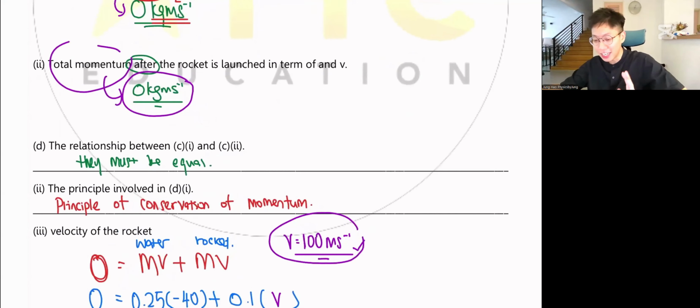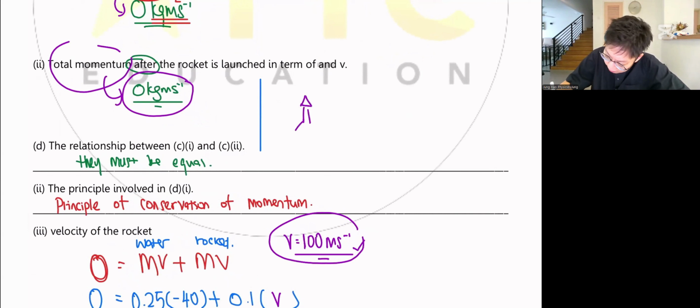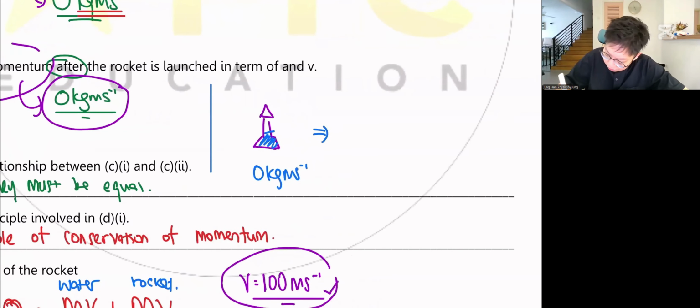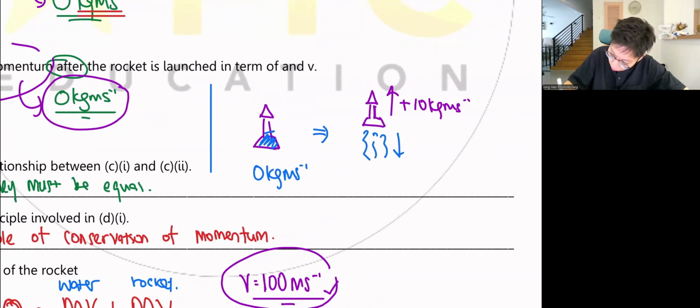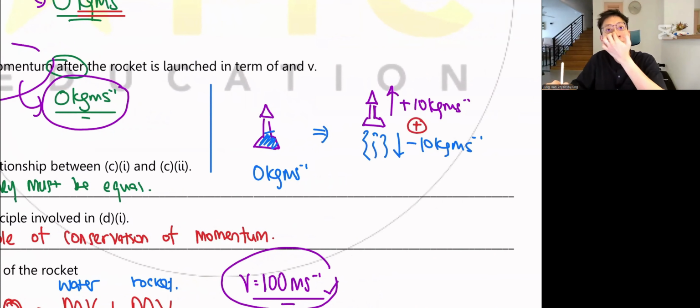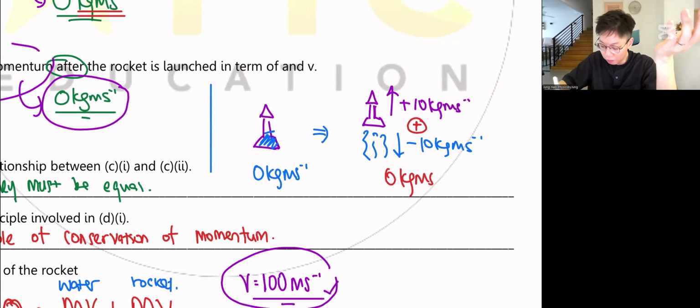Okay, let's check. Very easy one. Initially, this is the rocket, with water inside. Initially at rest, everything is 0 kg meter per second, so the momentum is zero. After that, the rocket flies upwards with positive 10 kg meter per second. The water goes down with negative 10 kg meter per second. If I add these two momentum together, how much is my total momentum? It becomes 0 kg meter per second also, right?